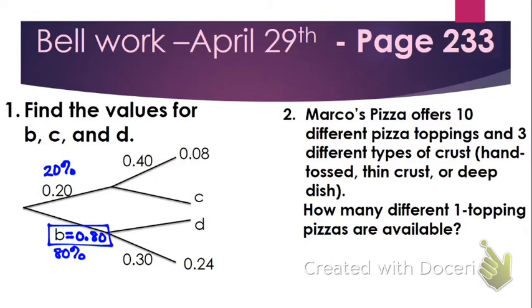The way we find the probabilities at the ends here is that we multiply along these branches. So if we chose this top path, there was a 20% chance that we chose this path. And then at this fork in the road, there was a 40% chance we chose the top path. If you multiply 0.20 with 0.40, that's where this 0.08 is coming from.